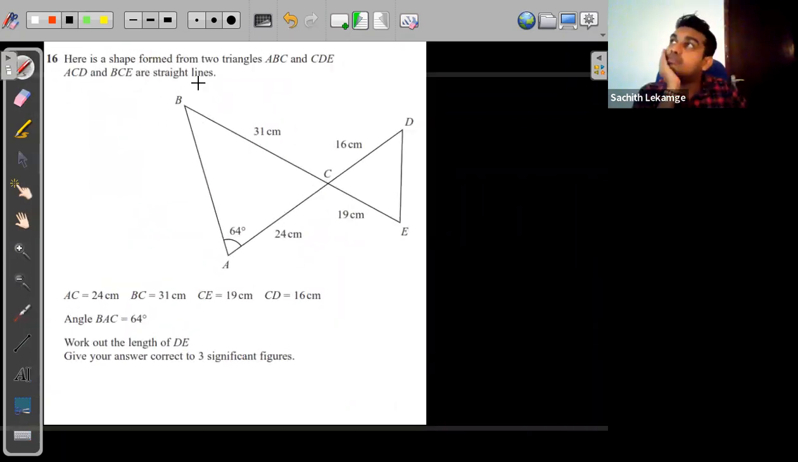Here is a shape formed from two triangles ABC and CDE. ACD and BC are straight lines. Last week we did this one.